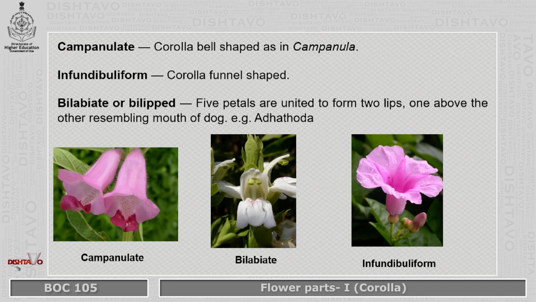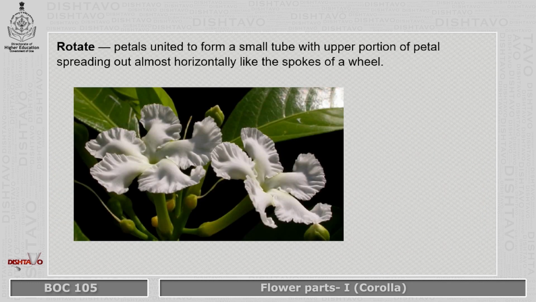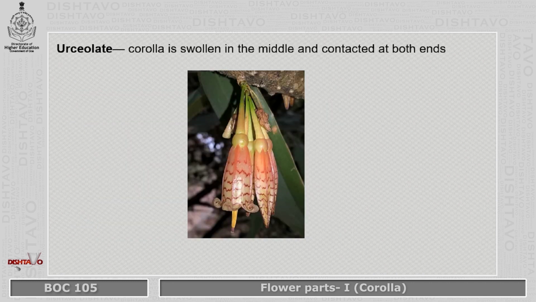Corolla can be called bilabiate or bilabed when the five petals are fused, but they form two lips, one above the other, resembling a mouth of a dog. It forms two lips, upper lip and lower lip kind of structure, and this can be seen in Adhatoda vasica. Corolla can be rotate, where the petals are united at the base, but the upper portion of the petal is spreading out almost horizontally, and it resembles a spoke of the wheel. This corolla is found in Tabernaemontana.